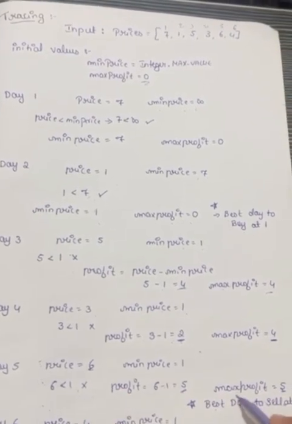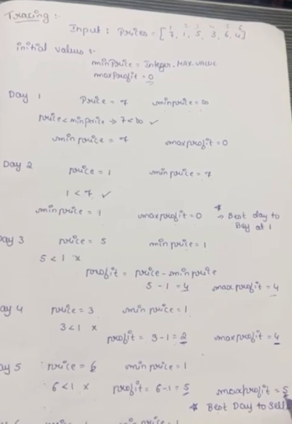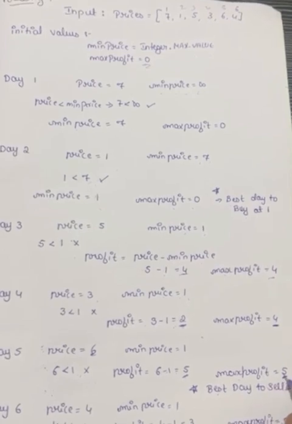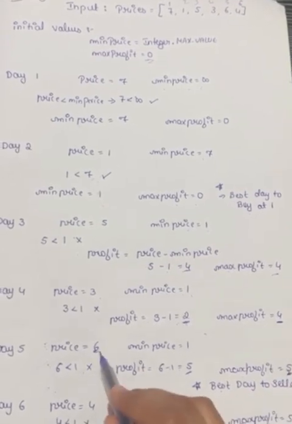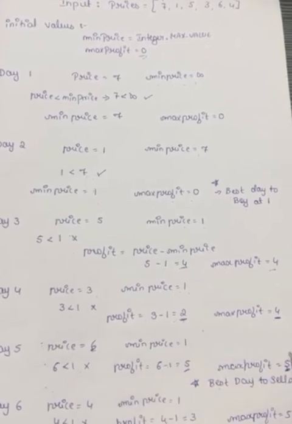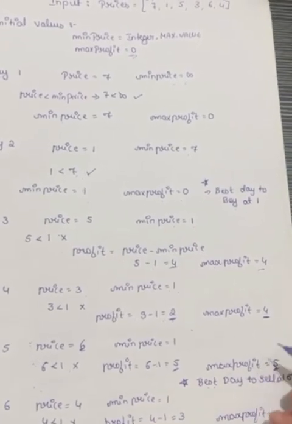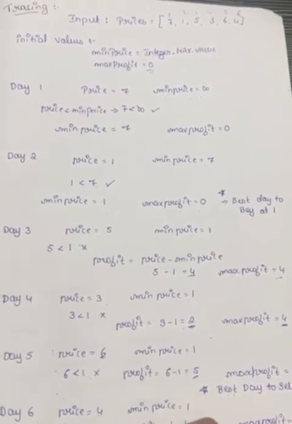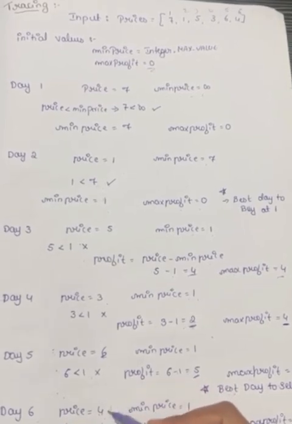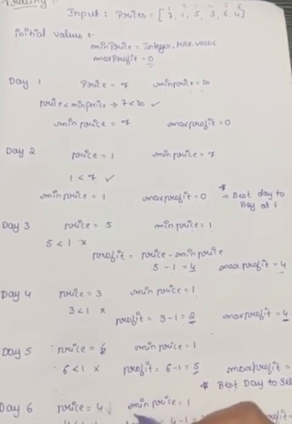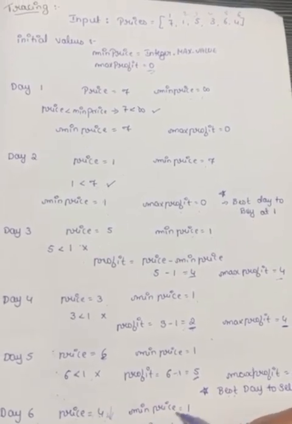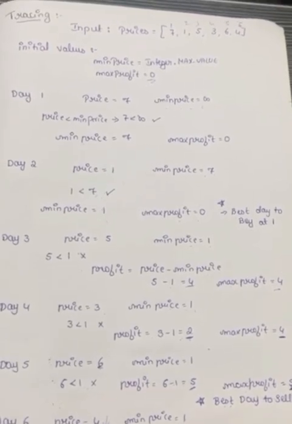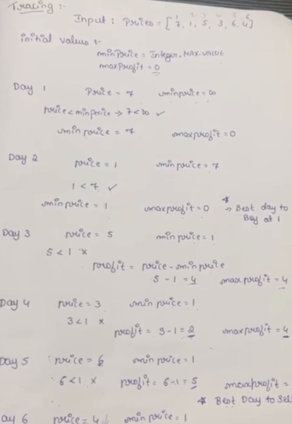Of course I'll be looking at the max profit over here, but I'll be checking the price as well. If my price is greater, I'll sell at that price, the best day to sell at 6. Then again while checking the price, if I sell on day 6, my price decreases, so I will not choose this. So price is equal to 4, min price is equal to 1. Here my profit is equal to 3. My profit is 3, so it does not update the max profit. So the profit remains the same.